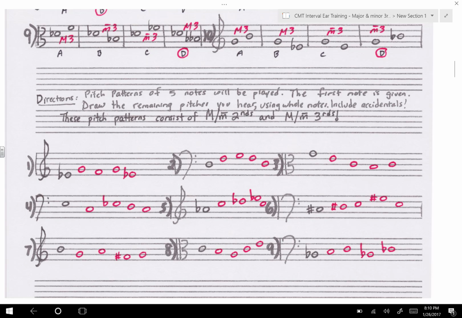Interesting. So the more that you practice aural skills and ear training, the better you will strengthen your ear. It's very, very important. And these will get a little bit harder. The next one we will do will probably be perfect primes, perfect octaves, perfect fourths, and perfect fifths.